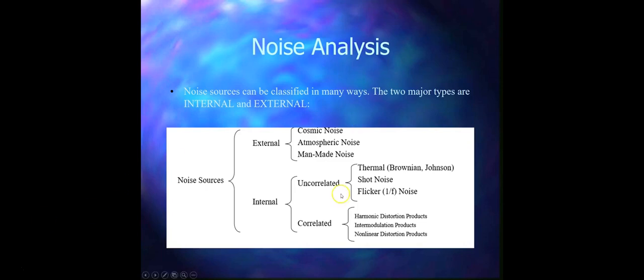Now here we see different noises mentioned. We are going to discuss uncorrelated noises. Under that we have thermal noise, which is basically explained by two scientists, Brown and Johnson. So I'm going to explain the Johnson noise here. Johnson noise is basically present due to resistance and other passive components in the system.